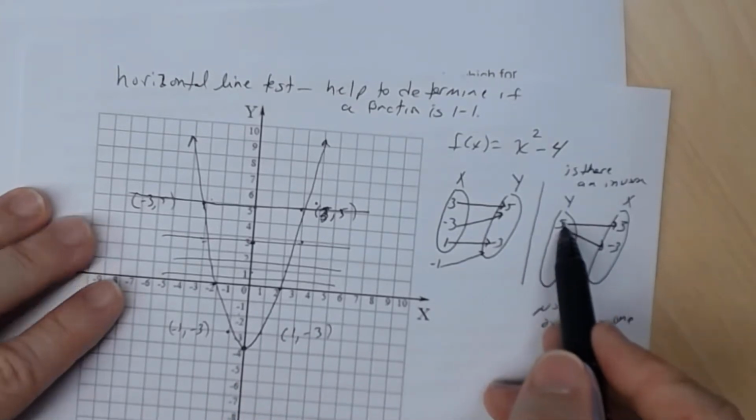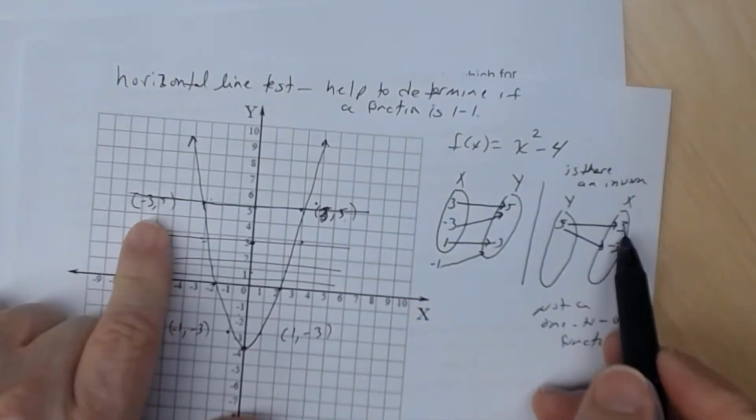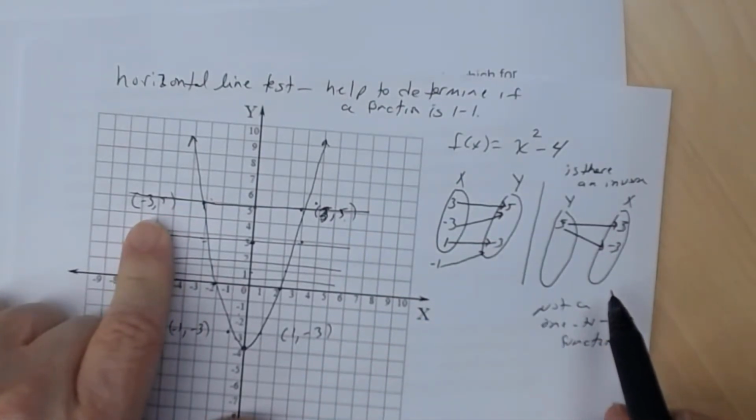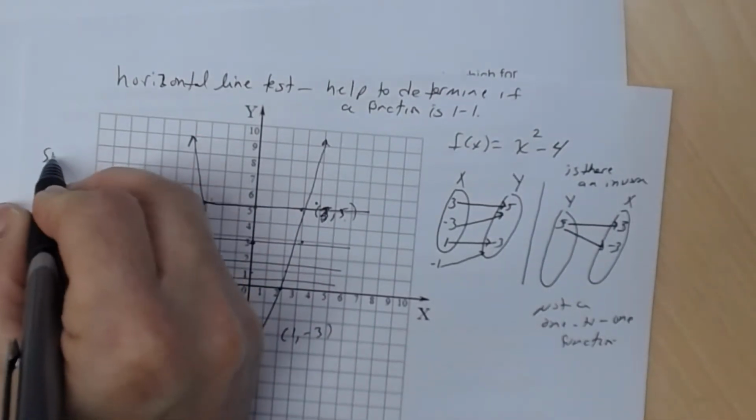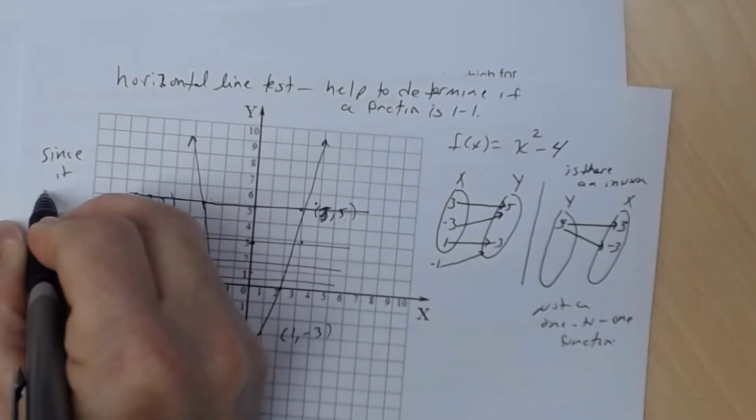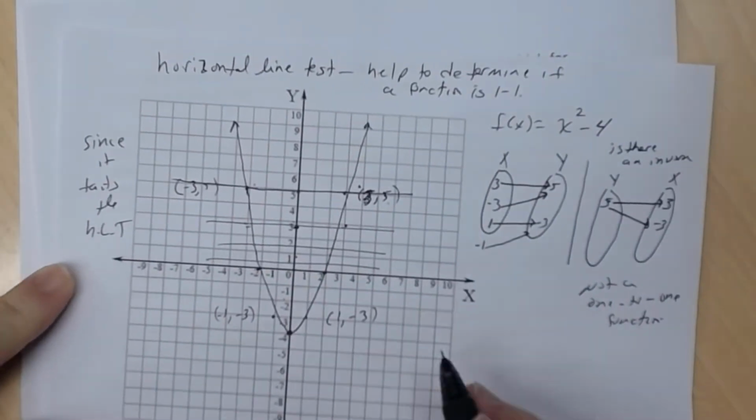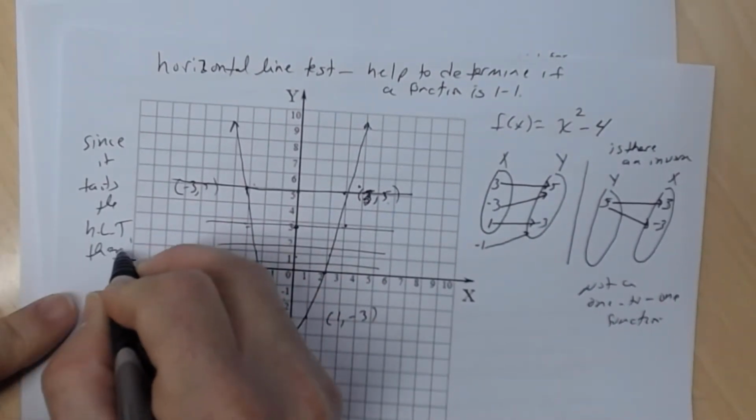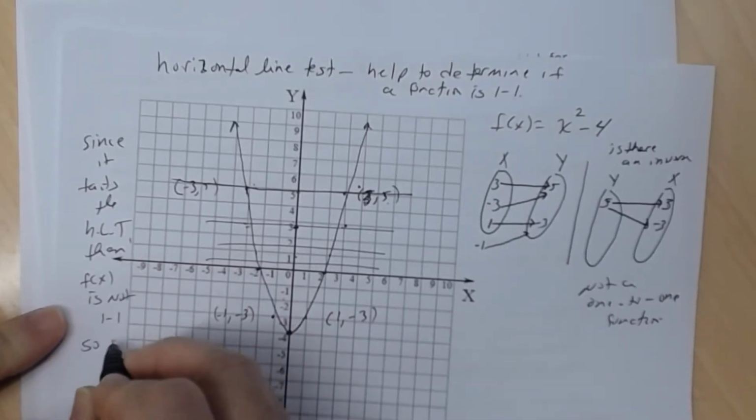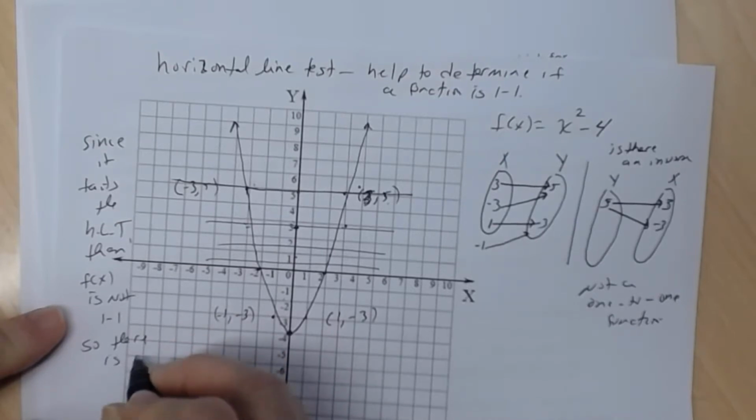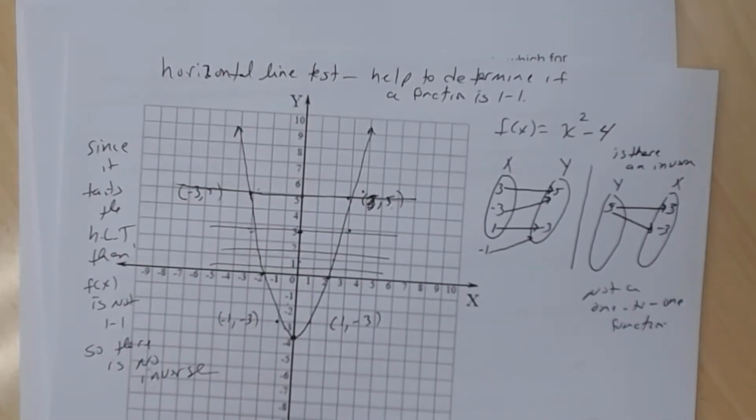So when y was 5, there were two different x values, namely 3 and -3. So it fails the horizontal line test. Since it fails the horizontal line test, I'm going to call it HLT, horizontal line test, then f of x is not one-to-one, so there is no inverse.